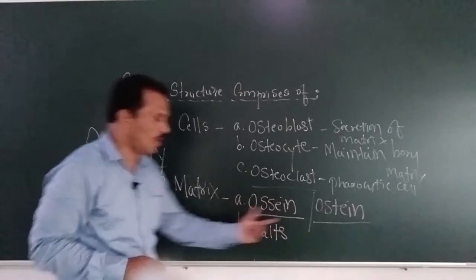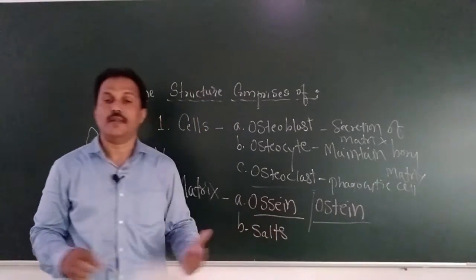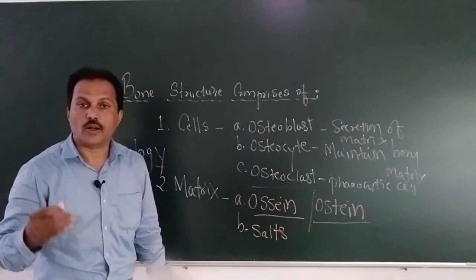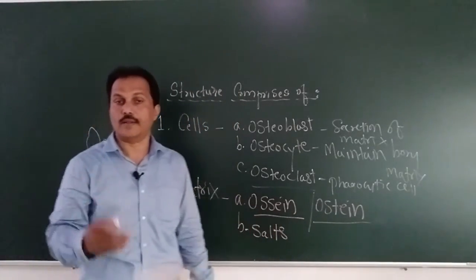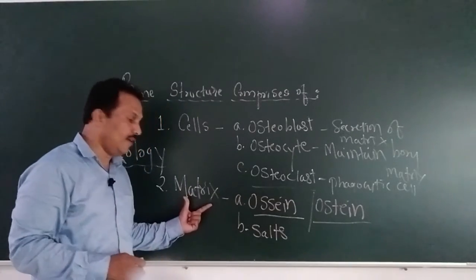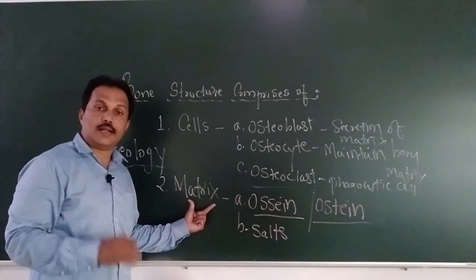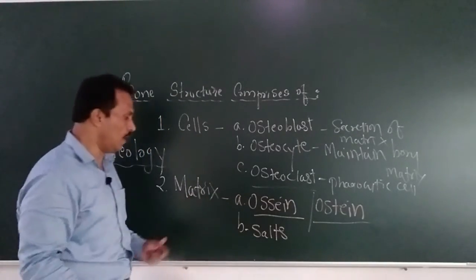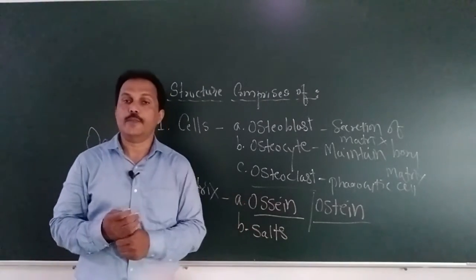It has come from ostine or the osine. What is that osine or ostine? It is the hardest part of the bone. That is nothing but the matrix. Matrix, hardest part of the bone, it is made up of osine plus deposition of salt.